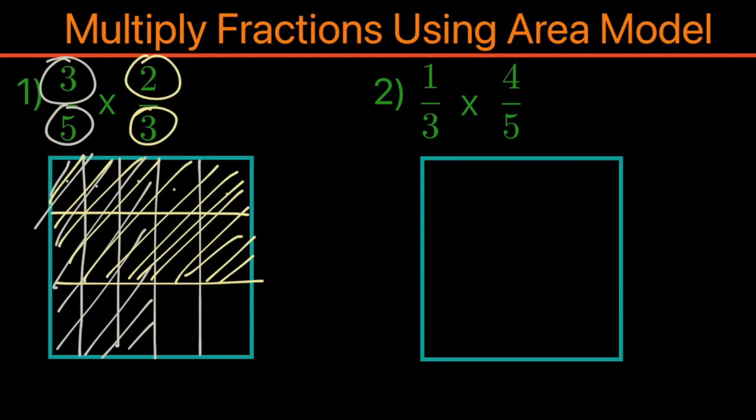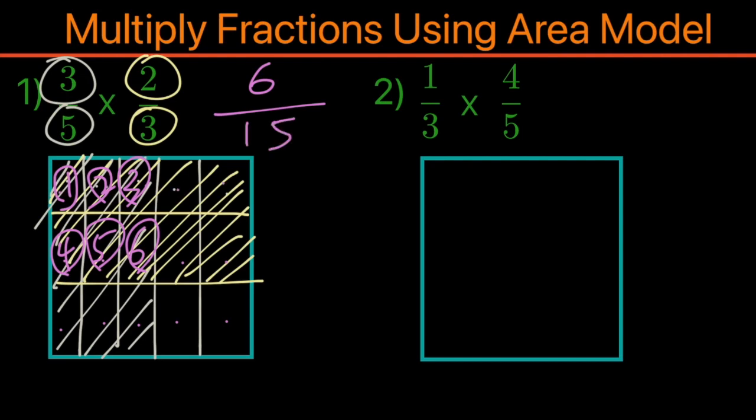Now lastly, all we have to do is look at the overlapping squares. And the overlapping would be 1, 2, 3, 4, 5, 6. So that tells us that we will have 6 out of total number of squares, which is 1, 2, 3, 4, 5, 6, 7, 8, 9, 10, 11, 12, 13, 14, 15. So the answer is 6/15.